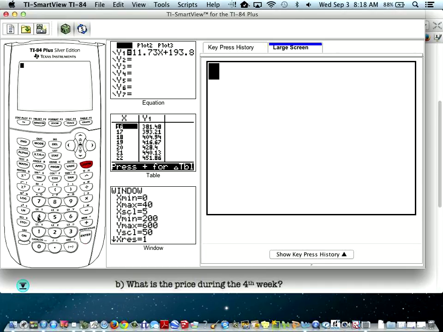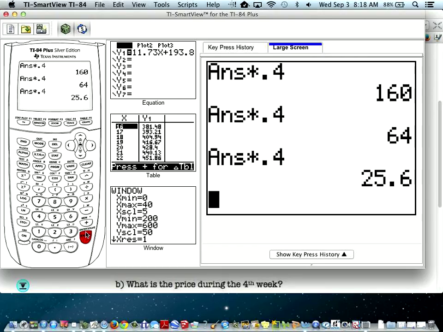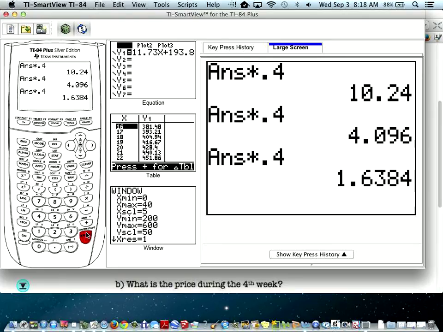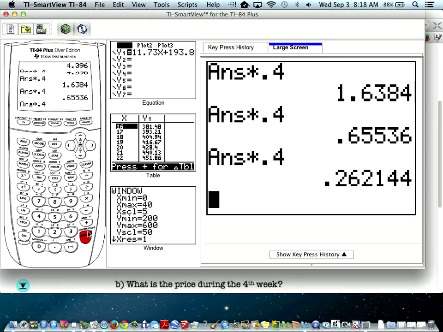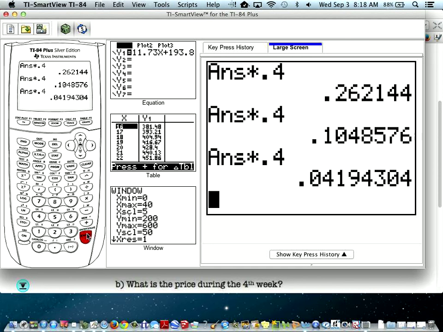Gonna clear that. We started at 400. I hit enter, and we're multiplying by 0.4. So you gotta remember now you're counting starting with the zero term. 400 is the zero term. So that's 0, 1, 2, 3, 4, 5, 6, 7, 8, 9, 10. So let's call it 0.0419.